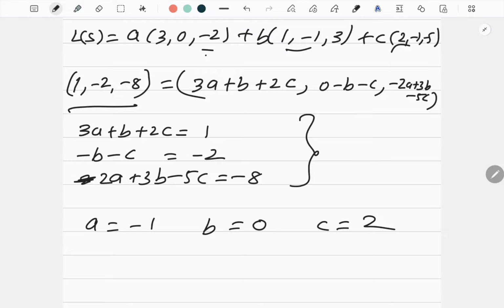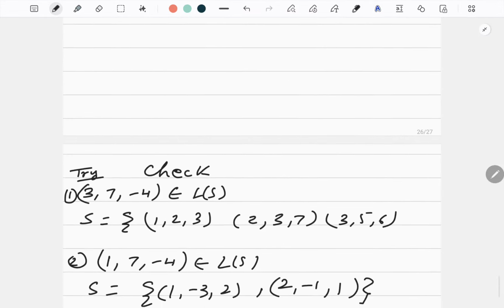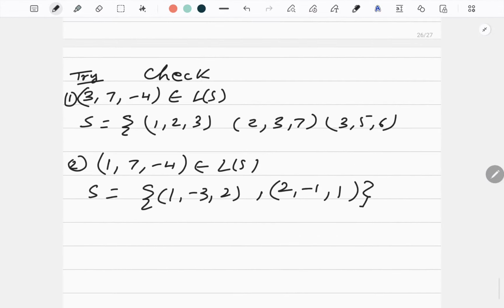Correct? So here also you can use the rank method. You find out the rank. Rank of A will be equal to rank of augmented matrix. But it is lengthy, so I will not suggest you to use that method. You directly do by this. Solve the equation. You have calculators. Get the answer. Okay. Now you can try these two questions.